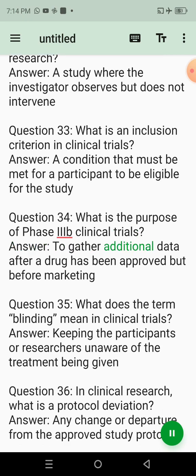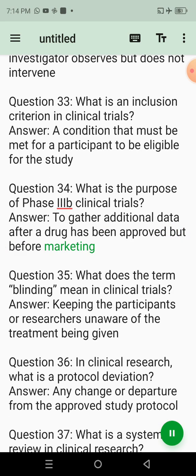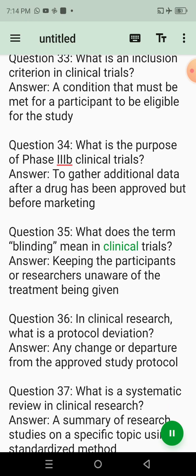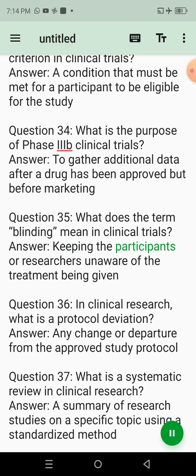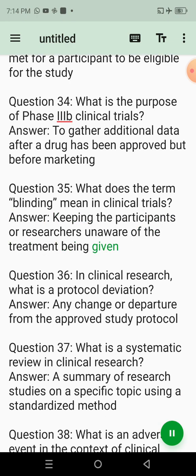Answer: to gather additional data after a drug has been approved but before marketing. Question 35. What does the term blinding mean in clinical trials? Answer: keeping the participants or researchers unaware of the treatment being given.